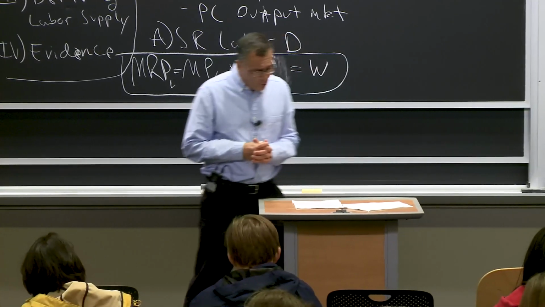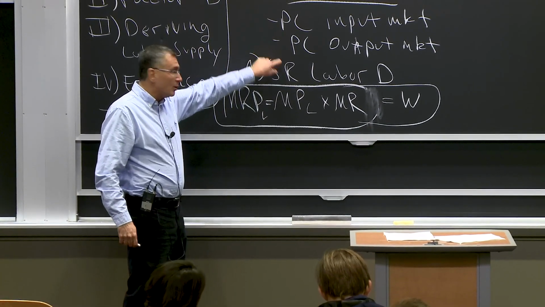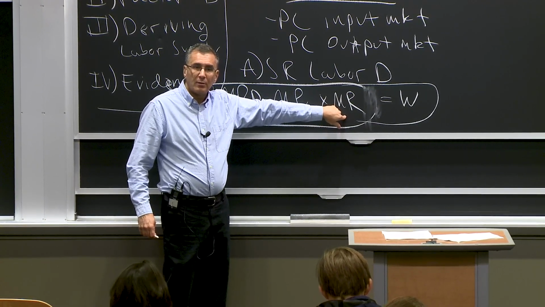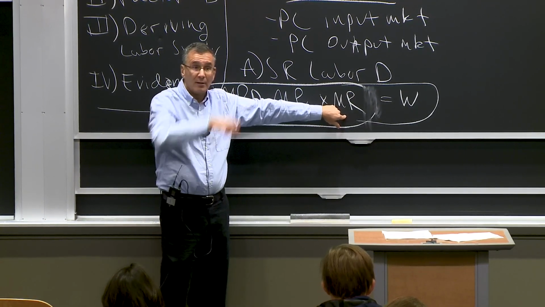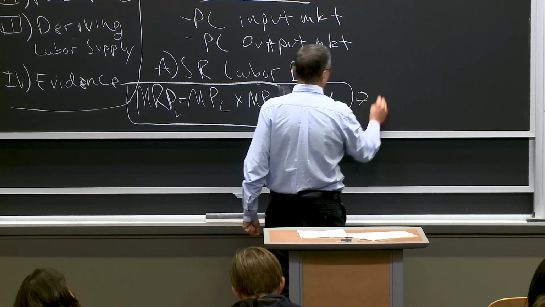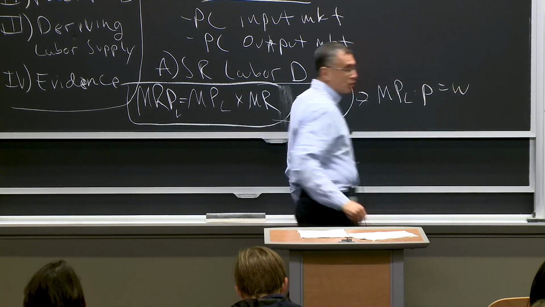Now, to go further, remember, I said this is a perfectly competitive output market. So what is the marginal revenue in a perfectly competitive output market? What's the marginal revenue of a firm producing? Yeah, price. So we can write this more simply to say that the marginal product of labor times the price equals the wage.